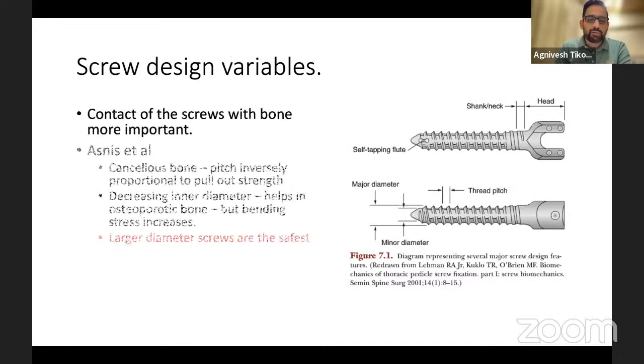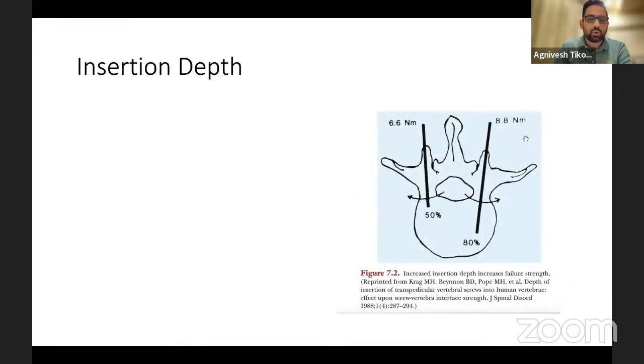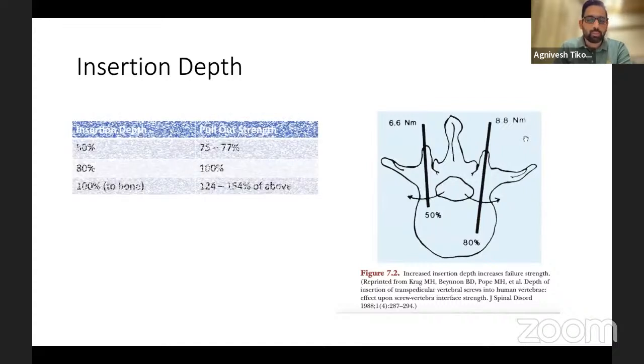So now you have a dual thread screw wherein you have a cortical pitch, which is a thinner sort of pitch, and you have a cancellous pitch anteriorly, which is called a dual thread screw. So you can use that. You can use longer screws because they give more pull-out strength.